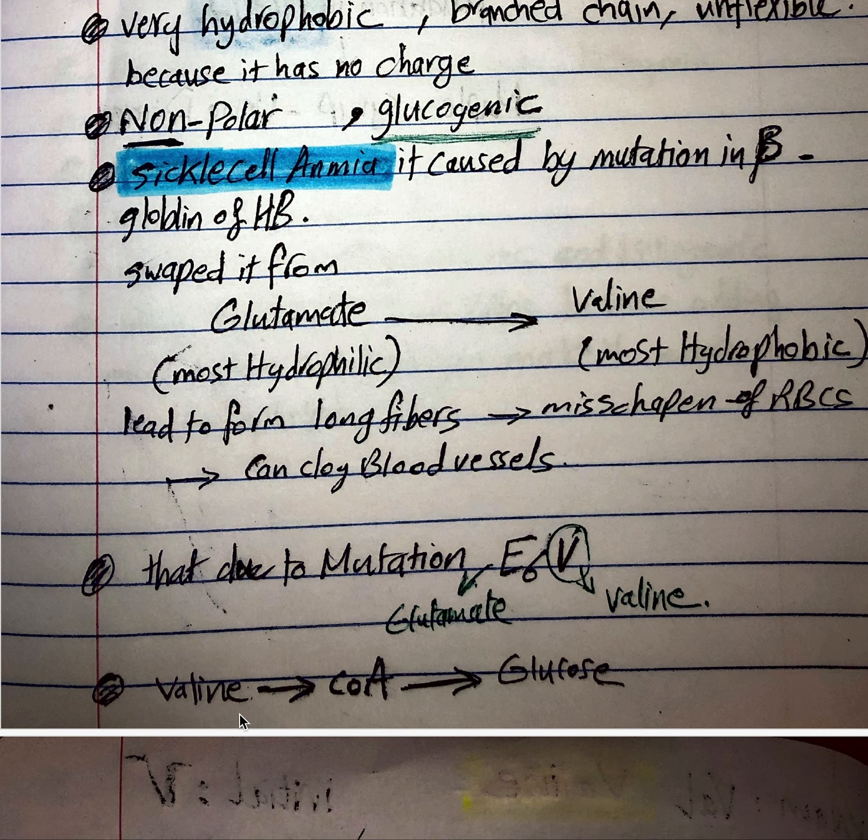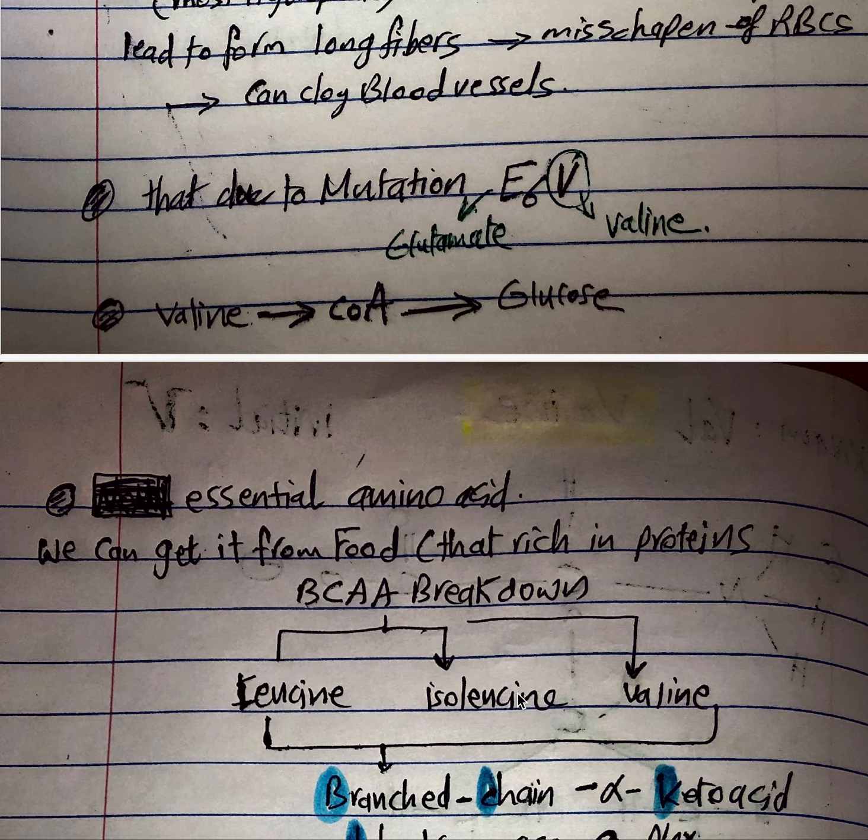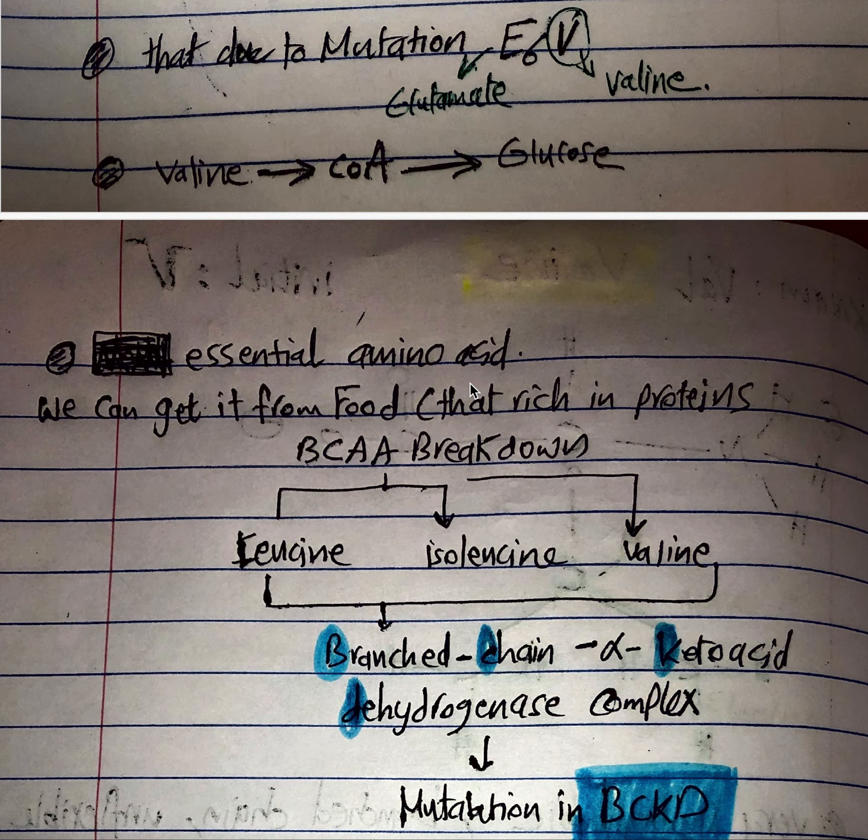And again, valine leads to coenzyme A and then to glucose, and that's why we say valine is glucogenic. It's glucogenic because it turns to glucose, and we can get something useful from it by turning it to glucose. It is also an essential amino acid. Why do we call it essential? Because we have to get it from the food. When I say essential, that means we have to take it from food, especially proteins, so we have to eat more food that is rich in protein so we can get valine.